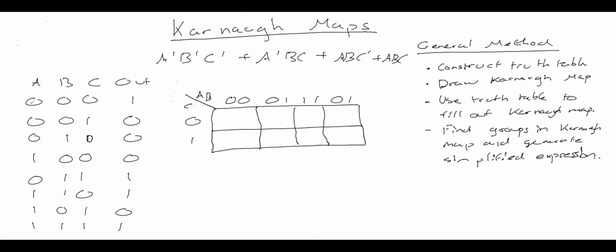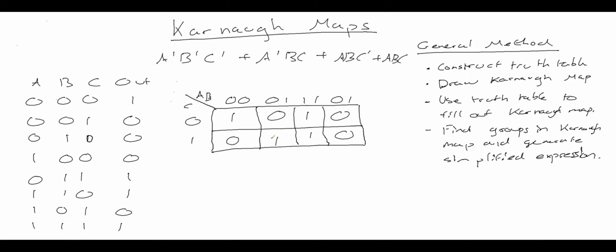So there's a 1 when all 3 inputs are 0, so there's a 1 here. There's a 1 when A is 0 but B and C are 1, so that's going to be this one here. There's a 1 when A and B are 1 but C is 0, so it's going to be this one here. And there's a 1 when all 3 inputs are 1, and that's this one here. So we can take all of the other as 0.